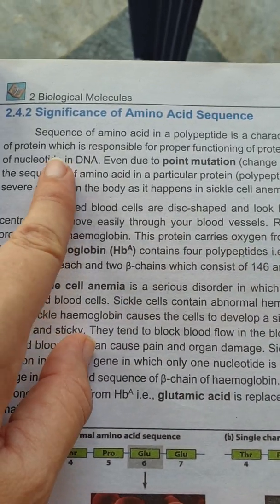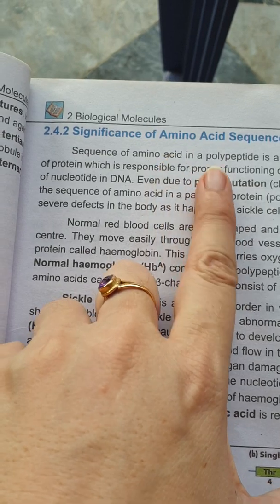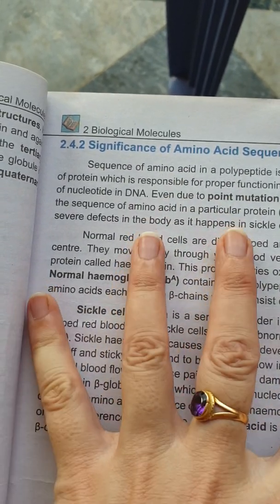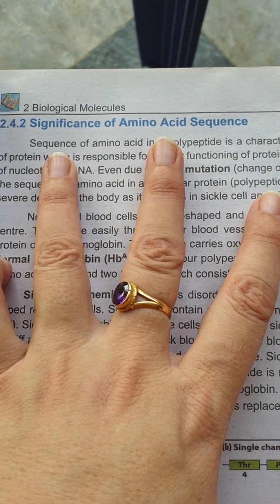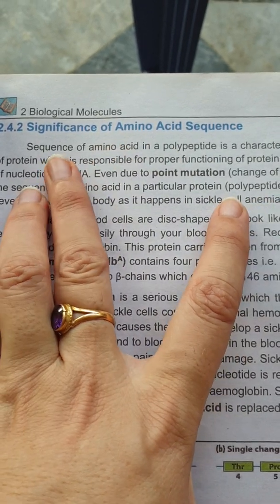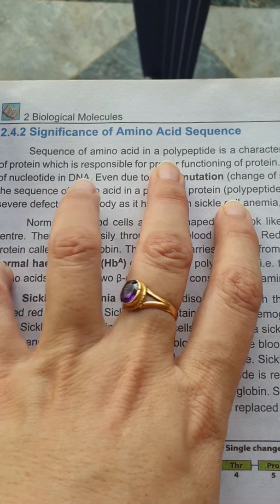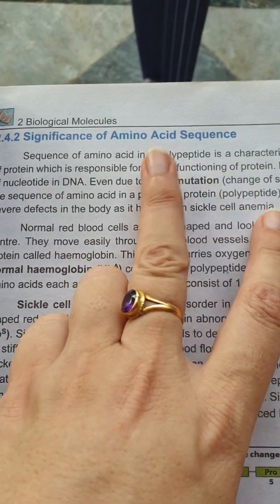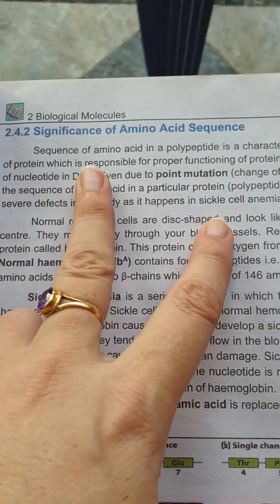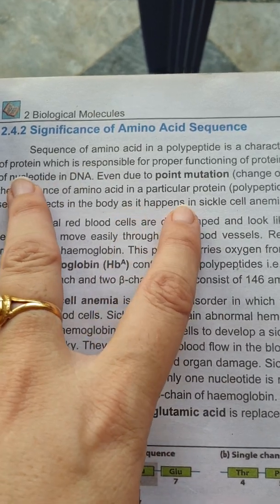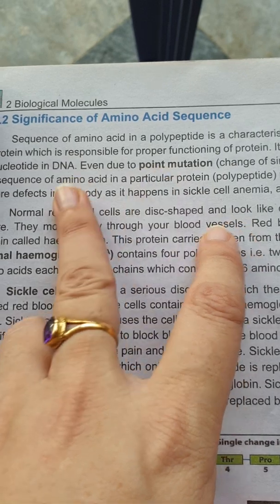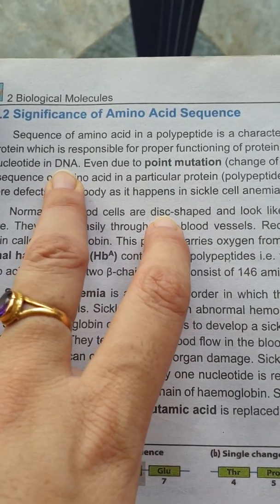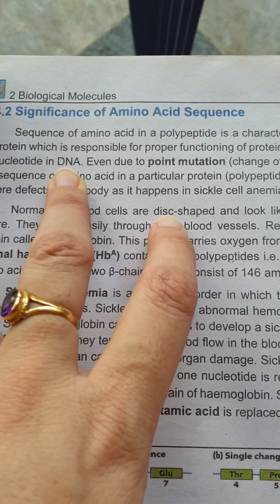Bismillahirrahmanirrahim. Our topic is the significance of amino acids: amino acid sequence in the structure of protein. As we already studied, amino acids combine to form the polypeptide chain, and that polypeptide structure is known as protein. This protein formation occurs under the instruction of DNA.